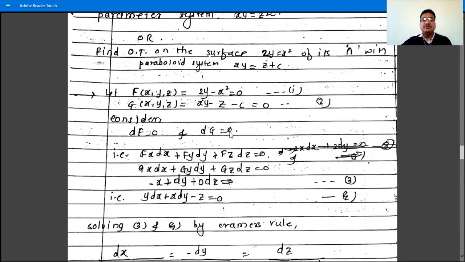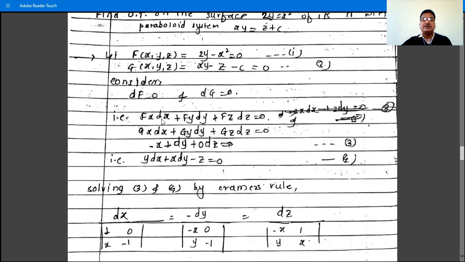Then consider dF = 0 and dG = 0. dF = 0 means Fx dx + Fy dy + Fz dz = 0. The derivative Fx is 2x, Fy is 2, and Fz is 0. So we have 2x dx... by dividing by 2, we have −x dx + dy = 0.